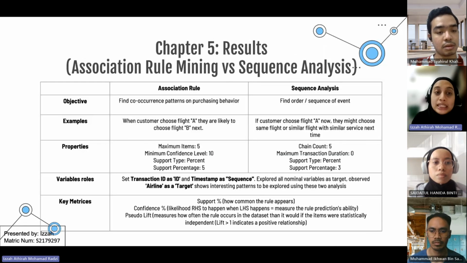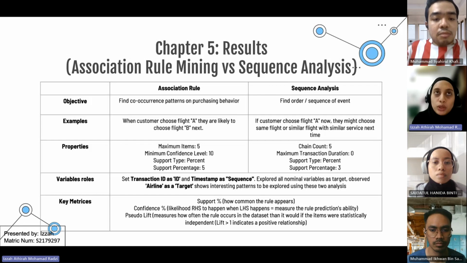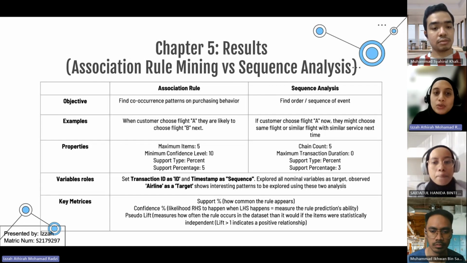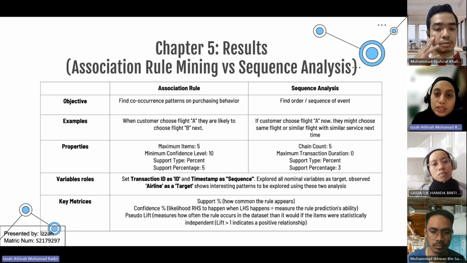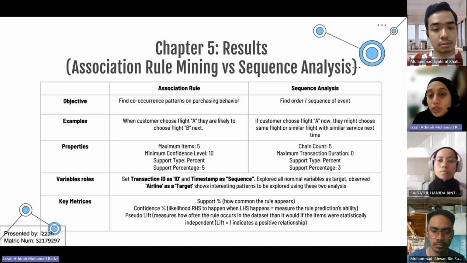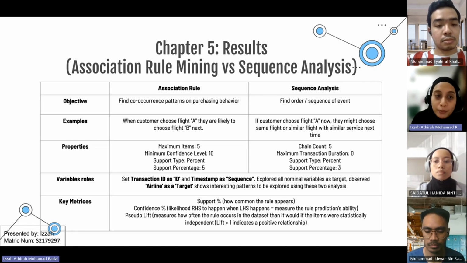Next part is we actually did association rule mining as well as sequence analysis. In these analyses, the objective for association rule is to find co-occurrence patterns in purchasing behavior, while for sequence analysis, we want to find the order or sequence of events. The example that we can relate to our data set is, for association rule, when a customer chooses flight A, they are likely to choose flight B next. For sequence analysis, if the customer chooses flight A now, they might choose the same flight or a similar flight with similar service next time. So these are the comparison of the properties we set for association rule versus sequence analysis.